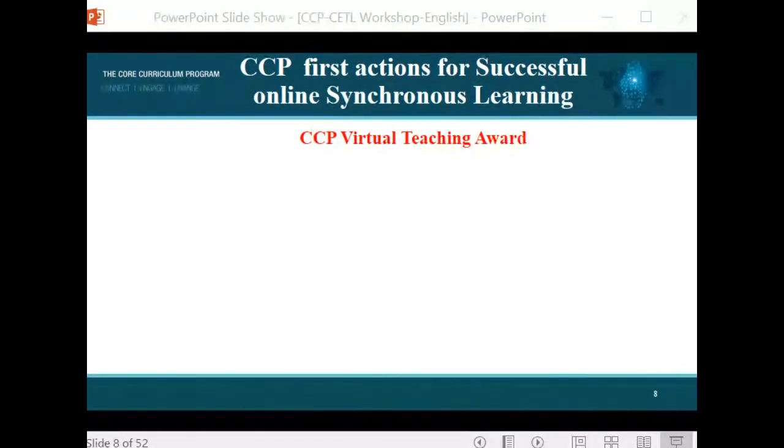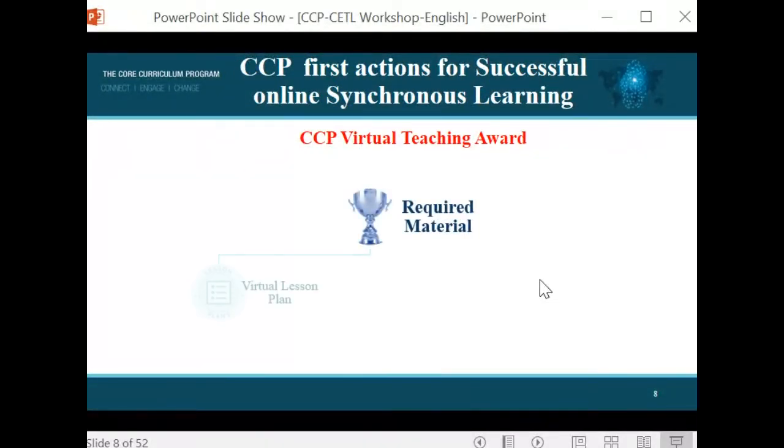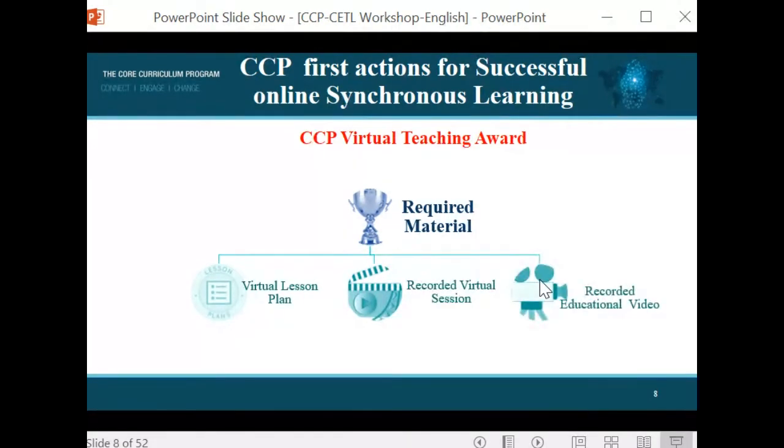So let's talk about this award. The required materials for the award were the virtual lesson plan, the recorded virtual session, and a recorded educational video. Of course, there was a detailed rubric for each of the required items, and most of the rubric components will be discussed and described throughout the presentation, since I used them for my virtual class.